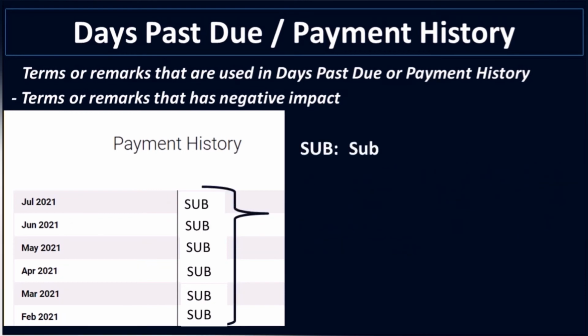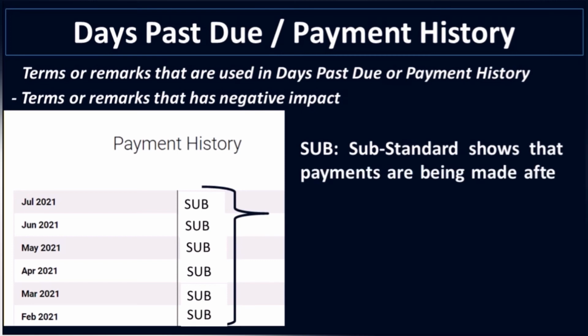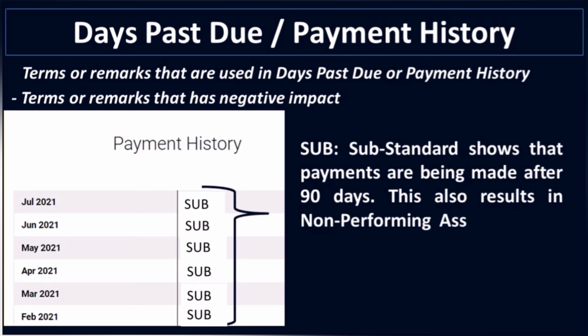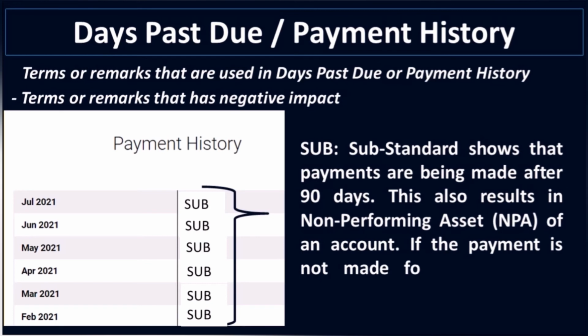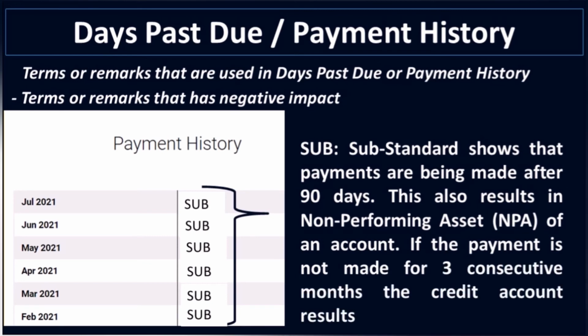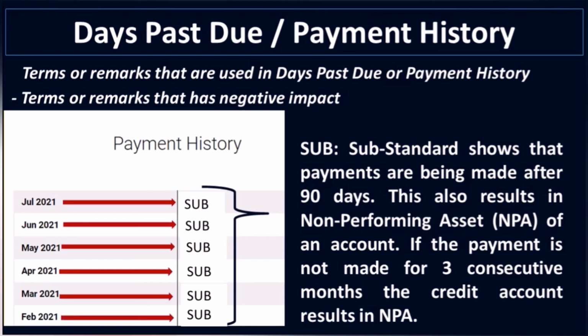If SUB is updated in the days past due column, it means substandard. It shows that the payments are being made after 90 days. This also results in a non-performing asset (NPA) of an account. If the payment is not being made for 3 consecutive months, the credit account results in NPA.